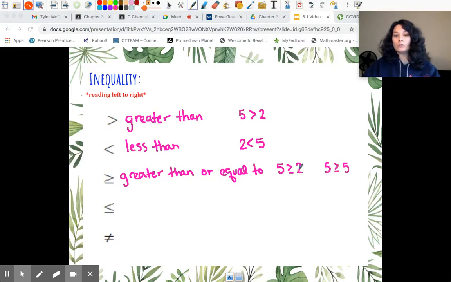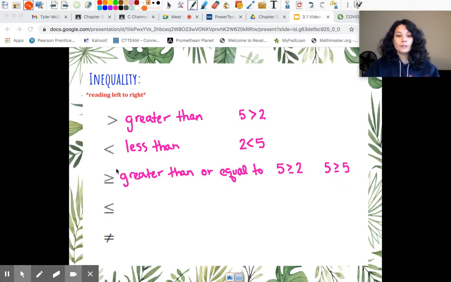Only one of those two statements has to be true, right? Just because 5 and 2 aren't equal doesn't make this inequality false. It's still true because 5 is greater than 2. So since one of those statements is true, this entire inequality is still a valid, true inequality. This inequality is still true, even though 5 isn't greater than 5. This bar underneath says that they could be equal. Since 5 is equal to 5, this is also a valid inequality, okay?